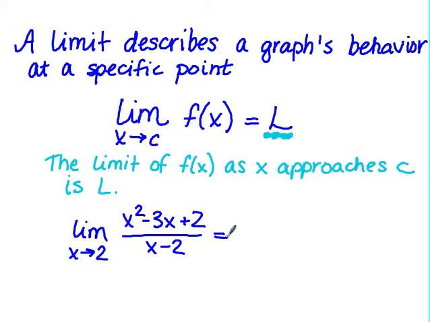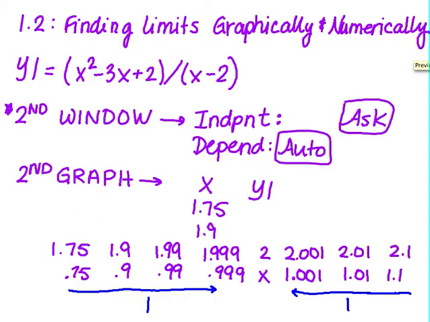Based on what we just got done doing and what we looked at on the previous slide, what do you think this limit equals? 1. The reason it equals 1, let's go back to that previous slide, is because from the left it approaches 1, and from the right it approaches 1. If these two things do not match, you can't get an answer. Those two have to match.